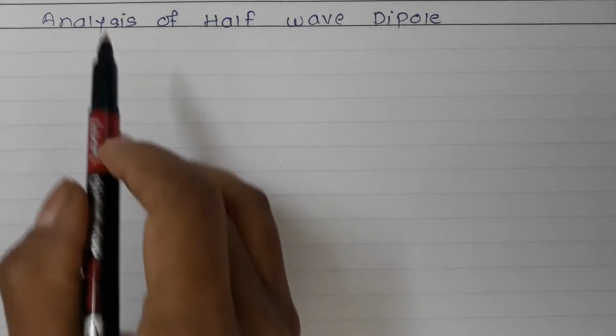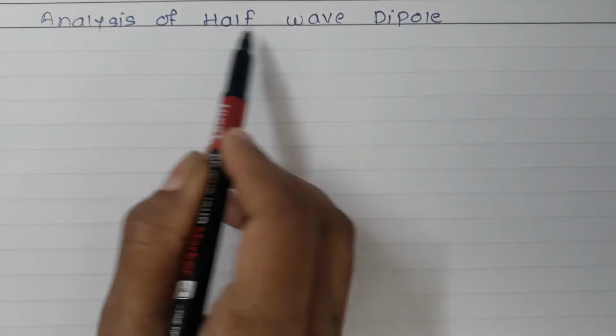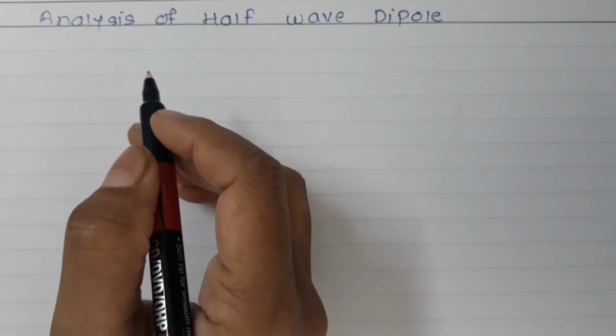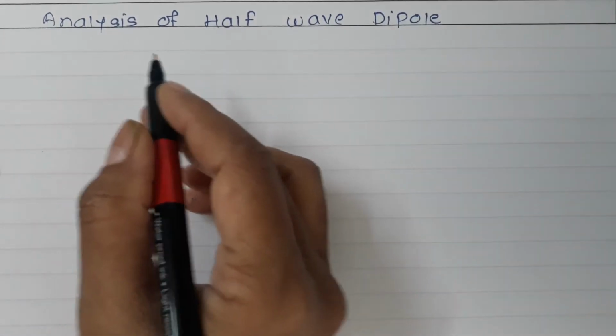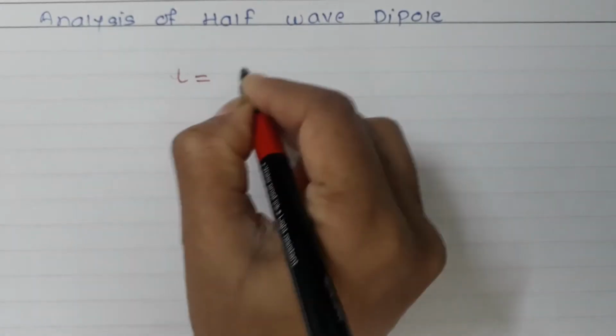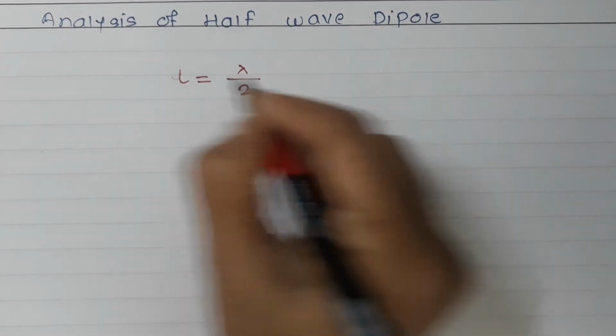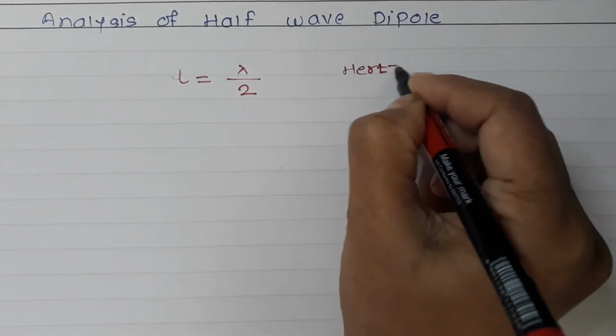Hello all, in today's session we are going to talk about the analysis of the half wave dipole. Now a half wavelength dipole, or simply half wave dipole, is nothing but the antenna whose length is exactly equal to lambda by 2. This antenna is also called the Hertz antenna.